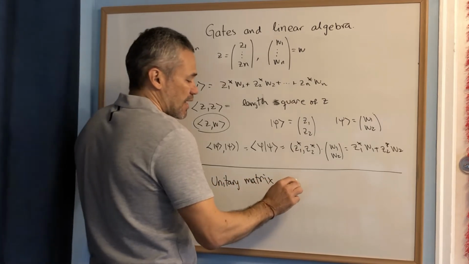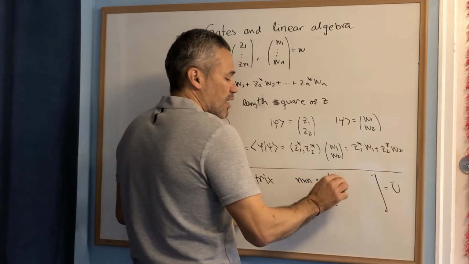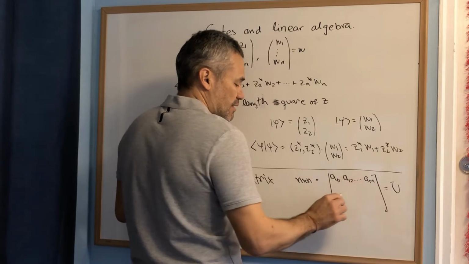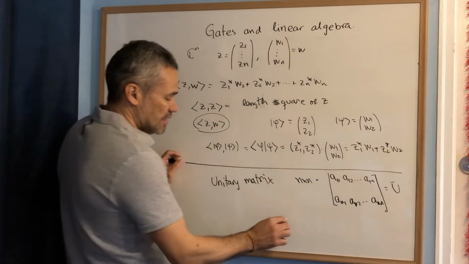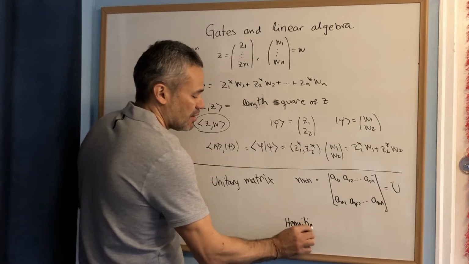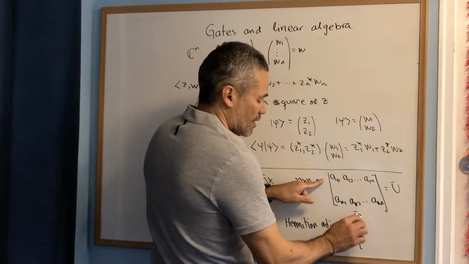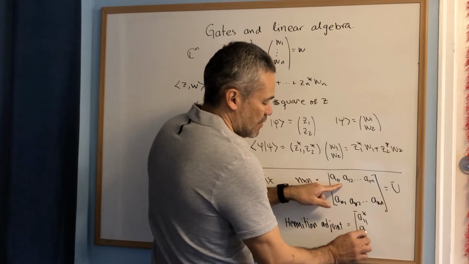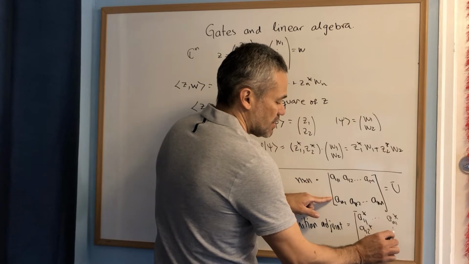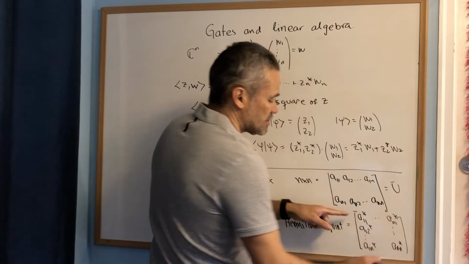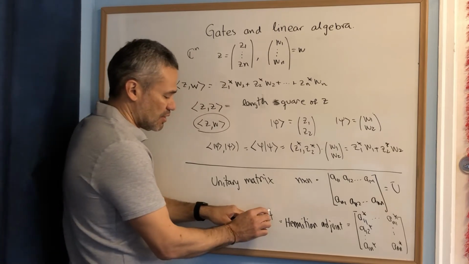The definition is that an n by n unitary matrix, let's say U, equal to A11, A12, A1n, AN1, AN2, ANN, is a unitary matrix if its Hermitian adjoint, which is the matrix A11 conjugate, A12 conjugate, A1n conjugate, AN1 conjugate, ANN conjugate, where we do the transpose and we do the conjugate, is denoted by U dagger. This is this symbol here.